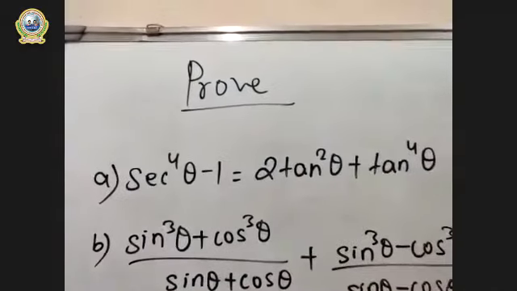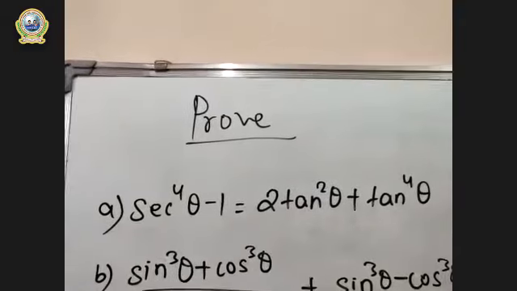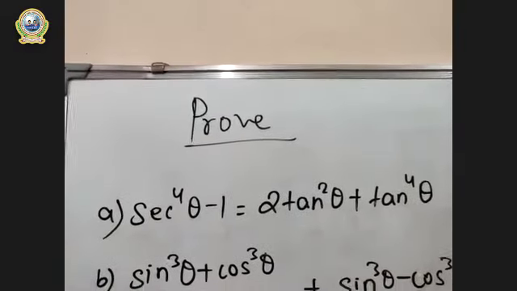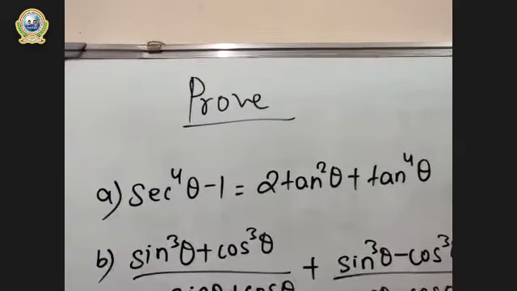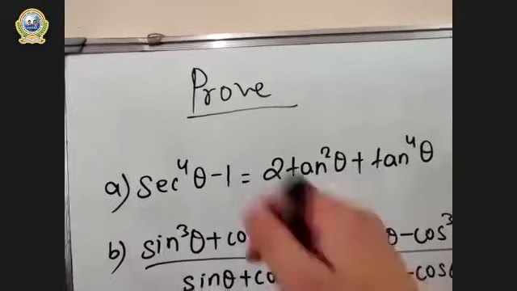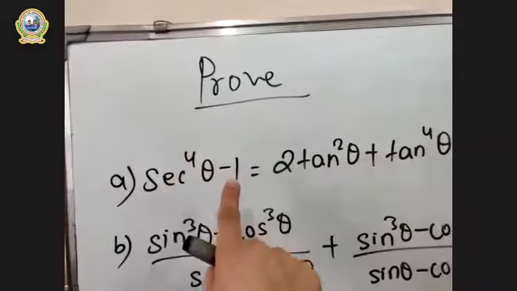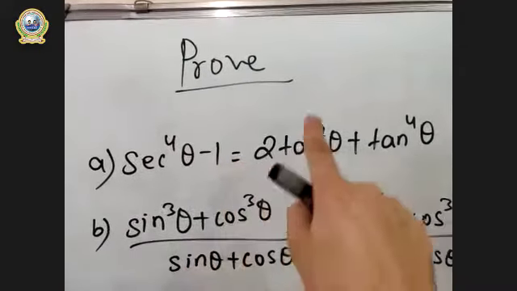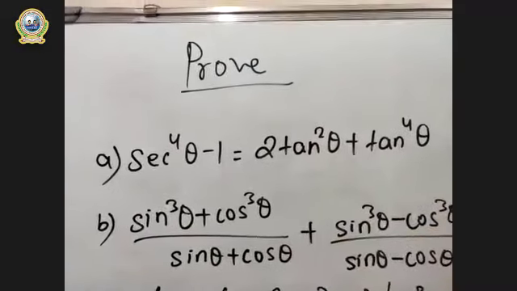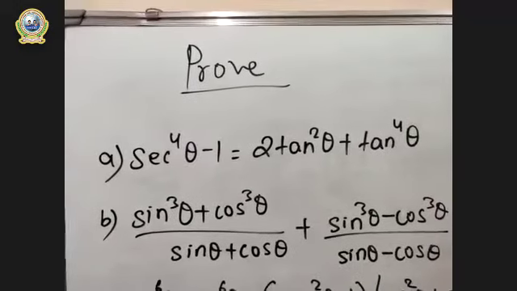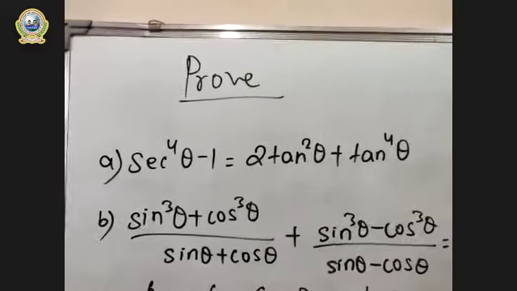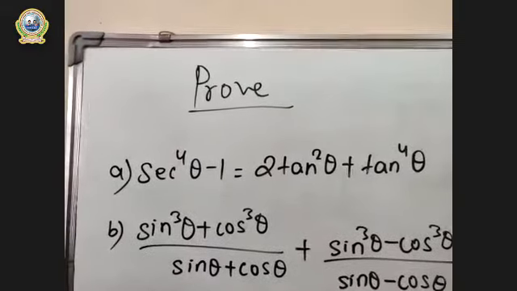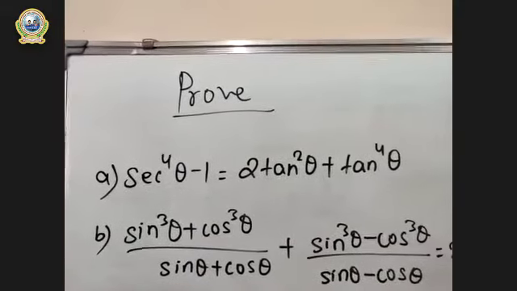The first question is sec power 4 theta minus 1 is equal to 2 tan squared theta plus tan power 4 theta. Copy the question very fast. Now let us move to the solution. Have you copied this? So let's go to the solution.